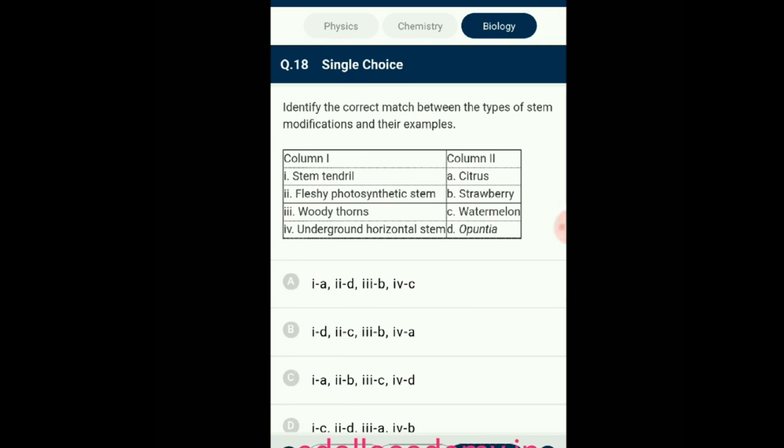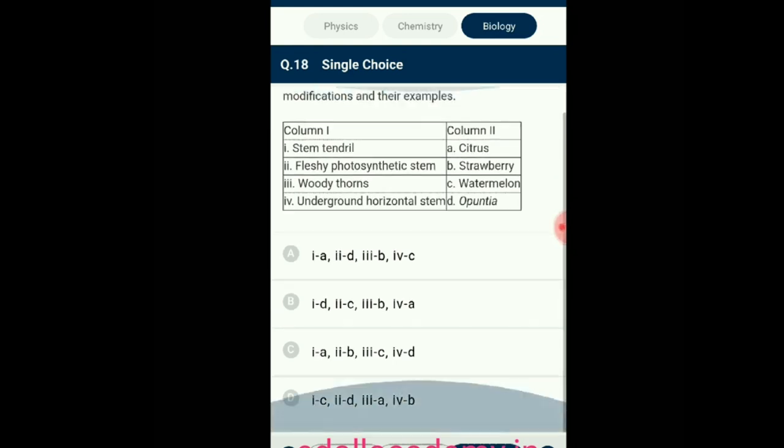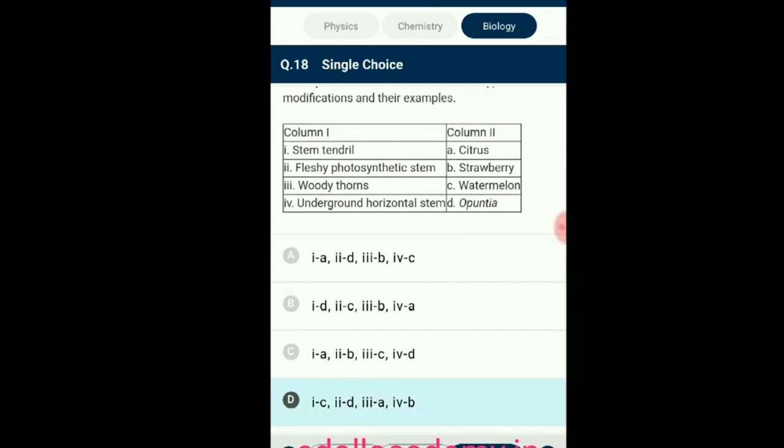Horizontal stems are seen in plants like strawberry, which help them propagate vegetatively. So the answer for this question is option D, stem tendril.